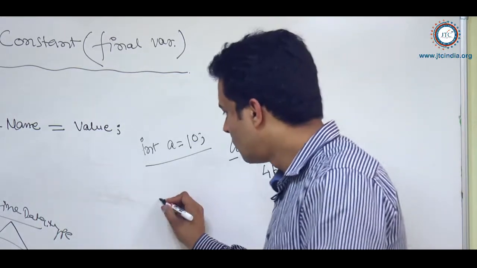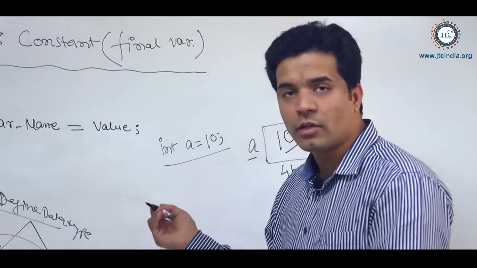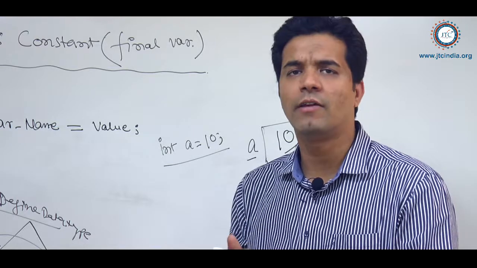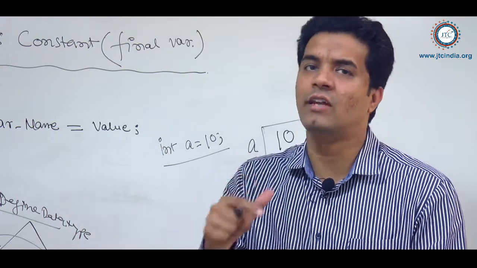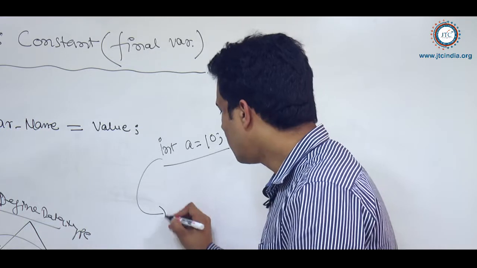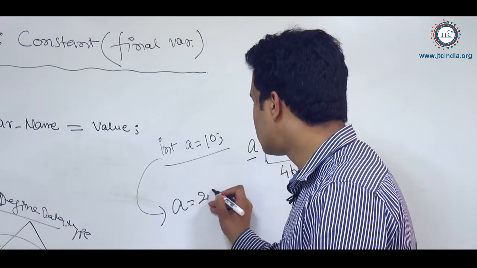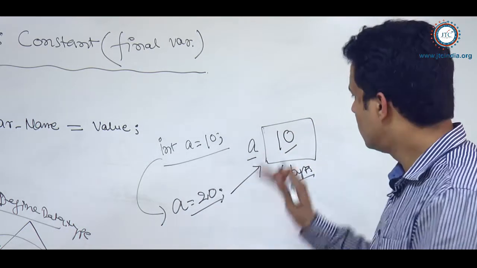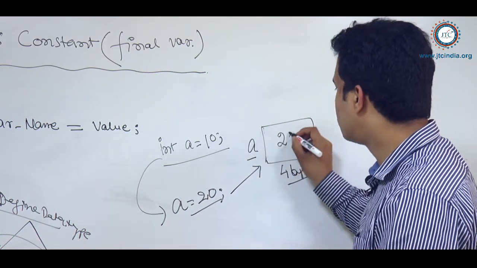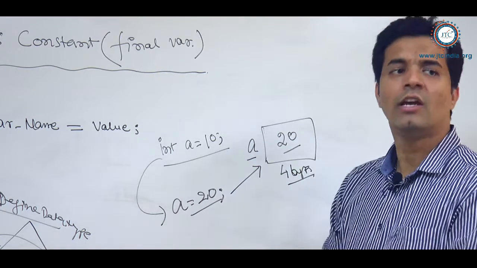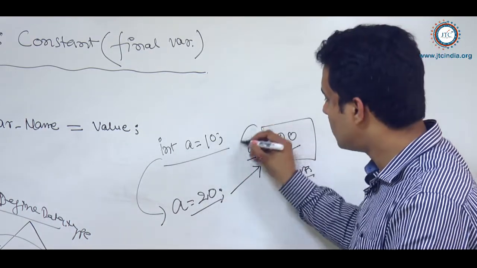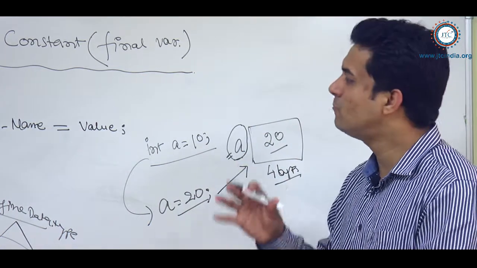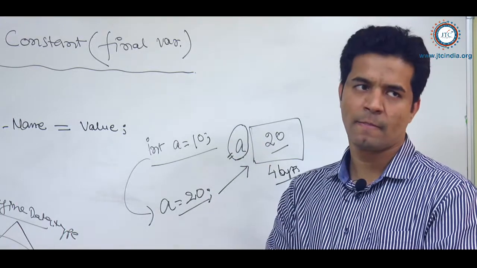Since it is a variable, the main property of a variable is that at any point of time we can change the value. If a is equal to, let's say, 20, we can easily change it, which means the 10 will be replaced by 20, in the memory location represented by a. Getting it? That is the basic variable concept.